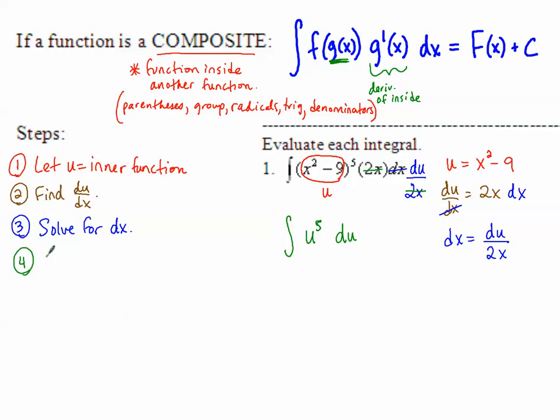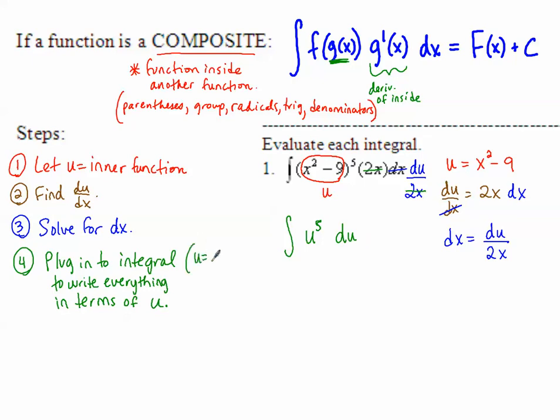So our fourth step, we plugged in to the integral to write everything in terms of u. So the u and the du is all that's left. We plugged in what we solved for. We plugged in what u equals, and we plugged in what dx equals, and that got us to just stuff with u. Then we can integrate, because now this is just a simple power function.